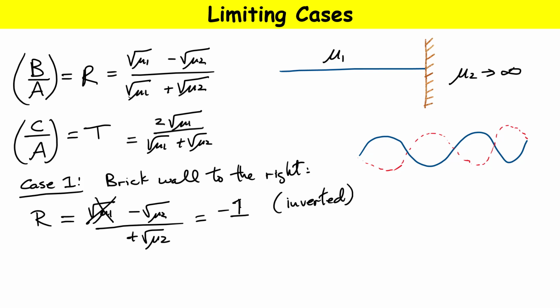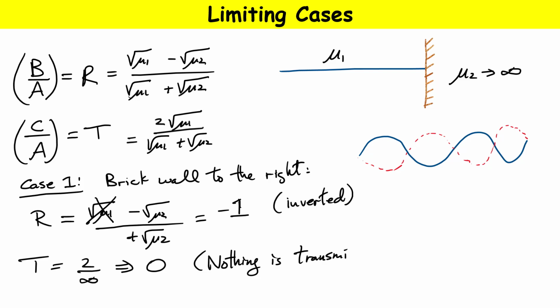Look at the transmission coefficient, right? The transmission coefficient is T. In that case, if mu1 is small, what you end up getting here is, forget about that. We have 2. Mu1 is small. We forget about it. So you're left with 2 over something that's very, very big. 2 divided by infinity is basically 0. Okay? So there's nothing that gets transmitted if it's a brick wall. Everything just gets inverted. Let me just write this. Nothing is transmitted. All right, so that's one of the limiting cases you can do now.